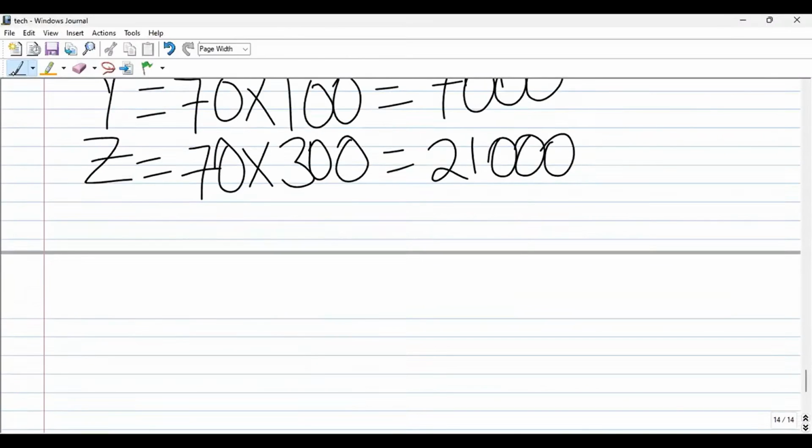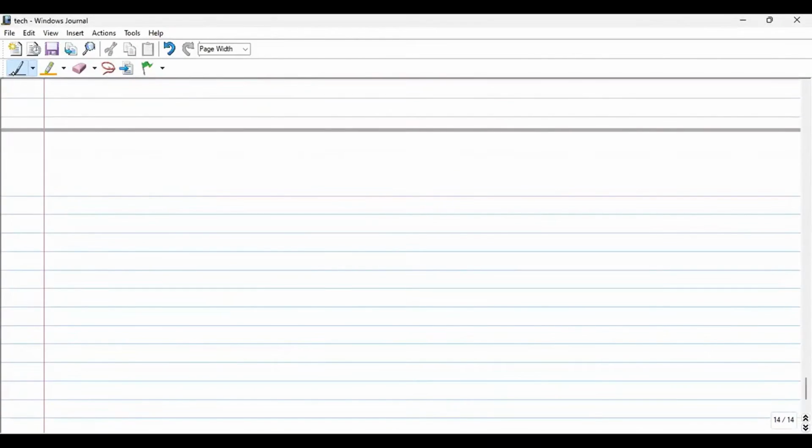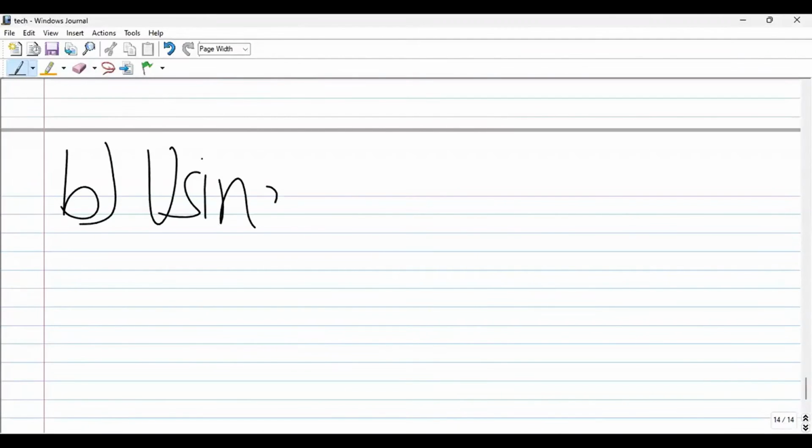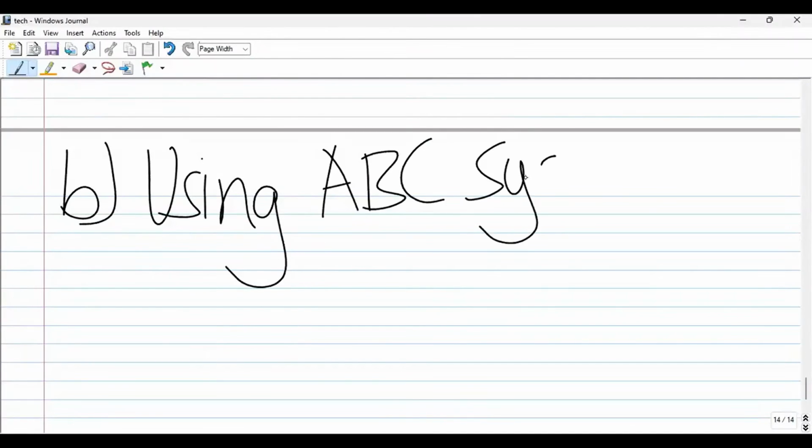So let's look at part B, using the ABC system.